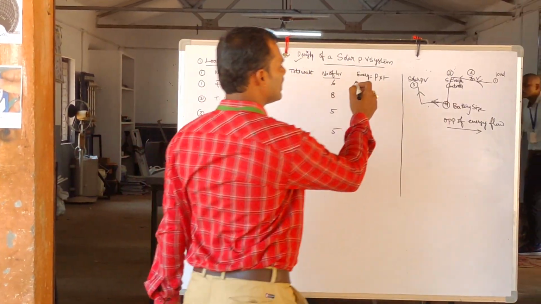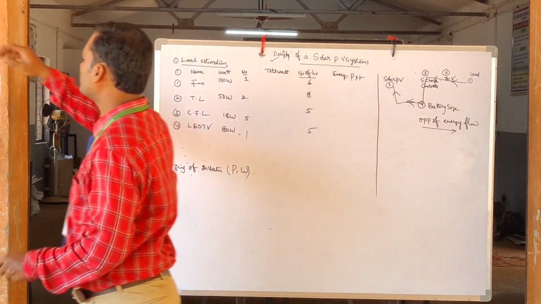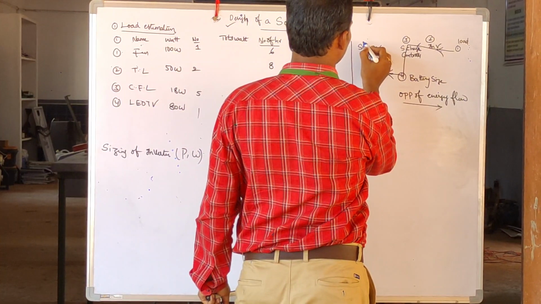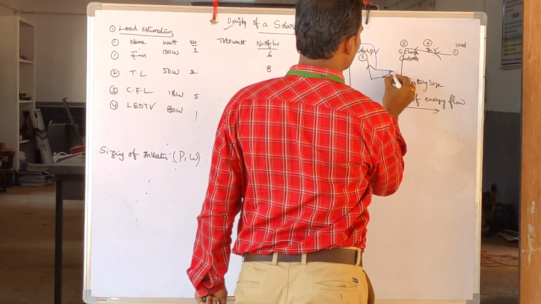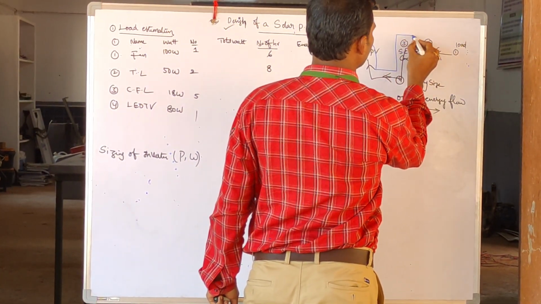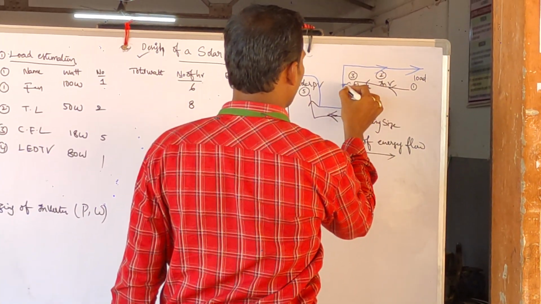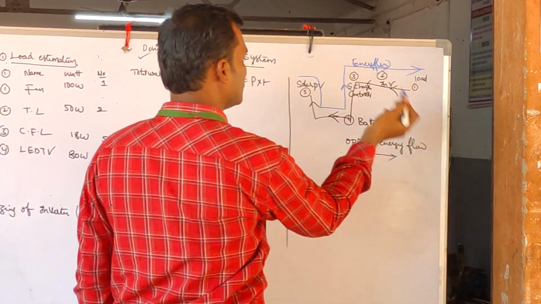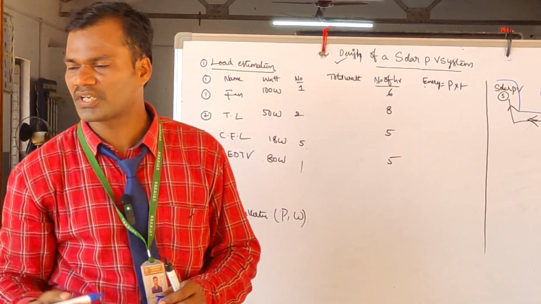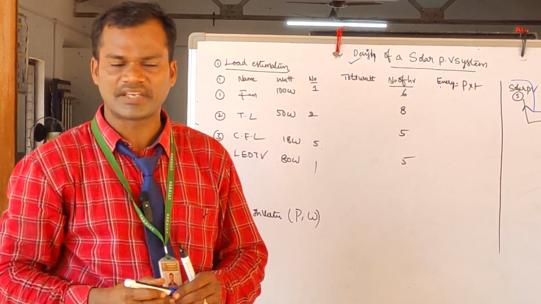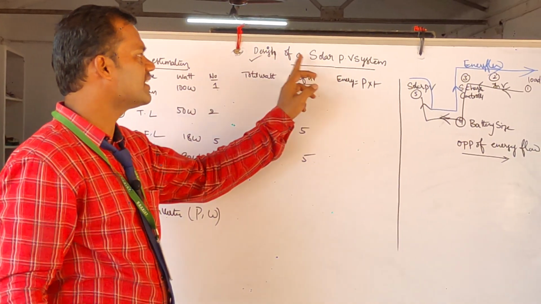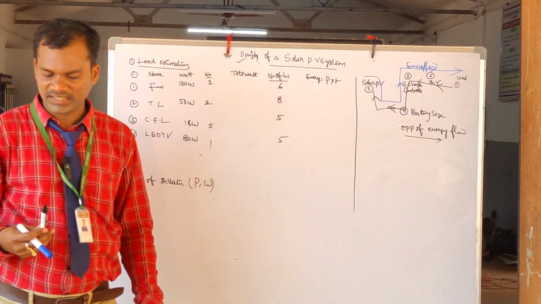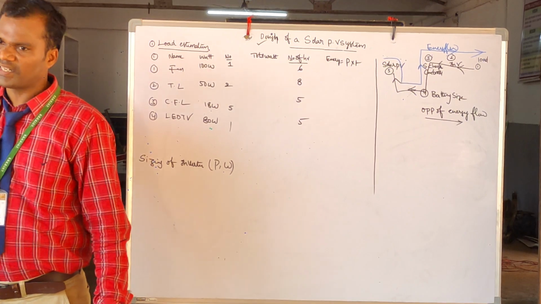Previously the energy flow was in this direction: first from solar to battery, battery to charge controller, to inverter. The blue line indicates the original energy flow, but the black line indicates the opposite energy flow, which will help us in designing a solar PV system. Let's try to do it with an example load.